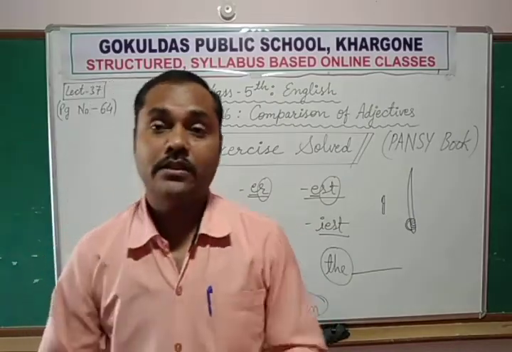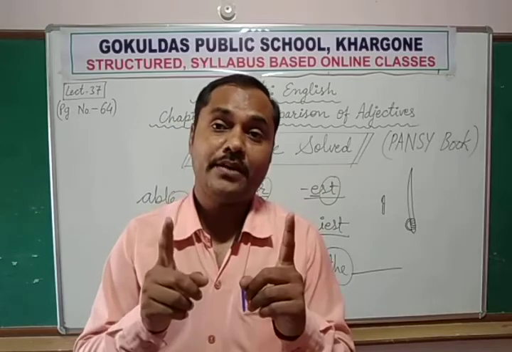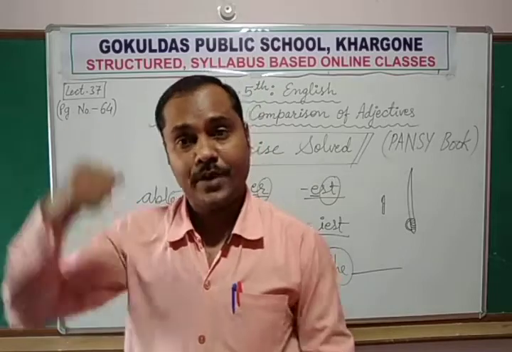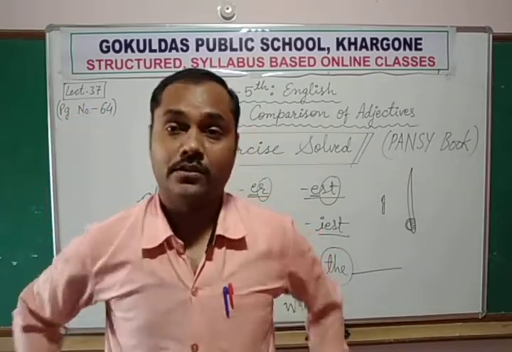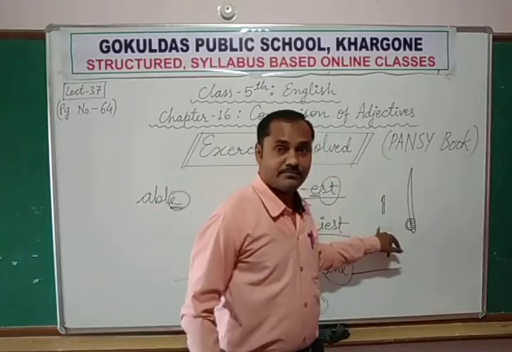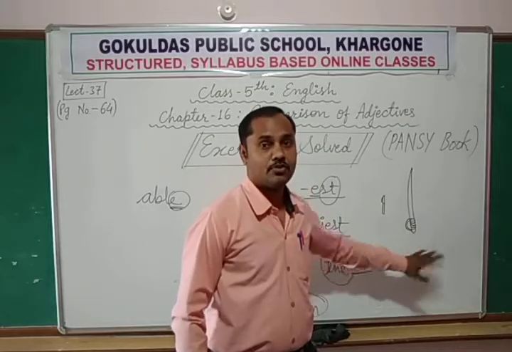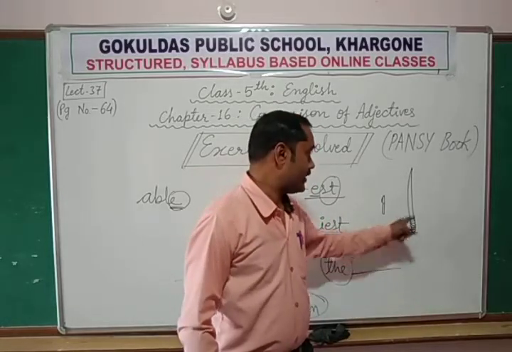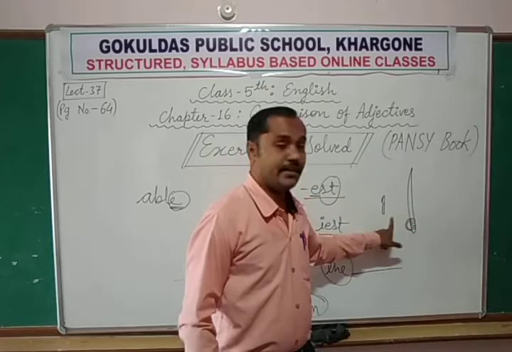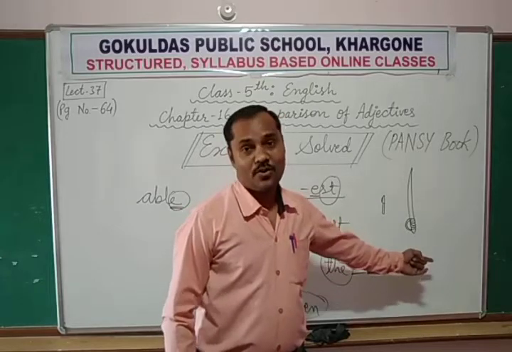Might. Now in the bracket, positive degree of adjective is given, might. Now might means ताकत, strength. The one meaning of might is ताकत, strength. So which is more mighty? Okay, which is mightier between these two? If you think that sword is mightier than pen, it is wrong, because pen is mightier than sword.